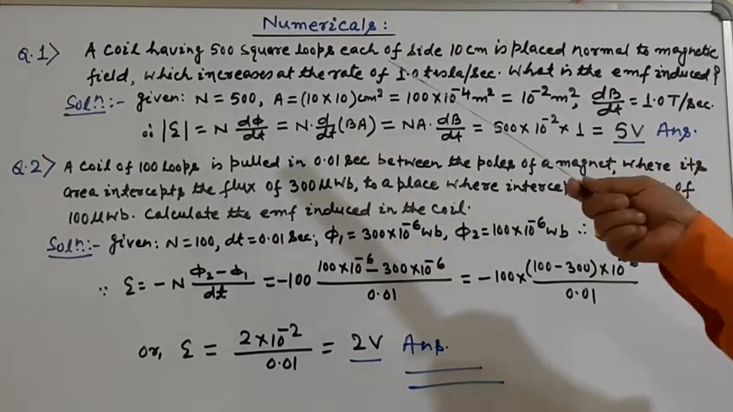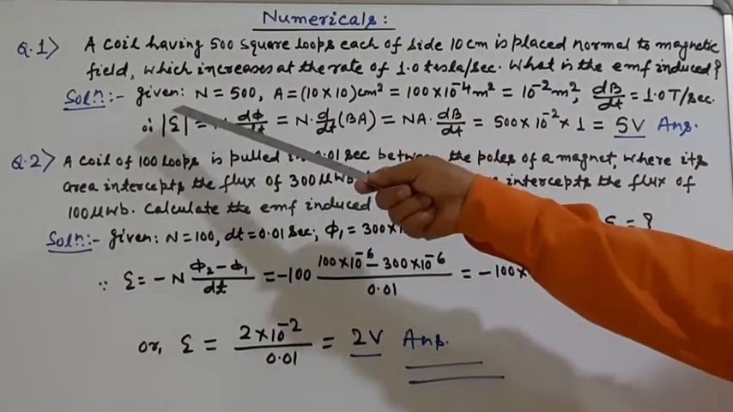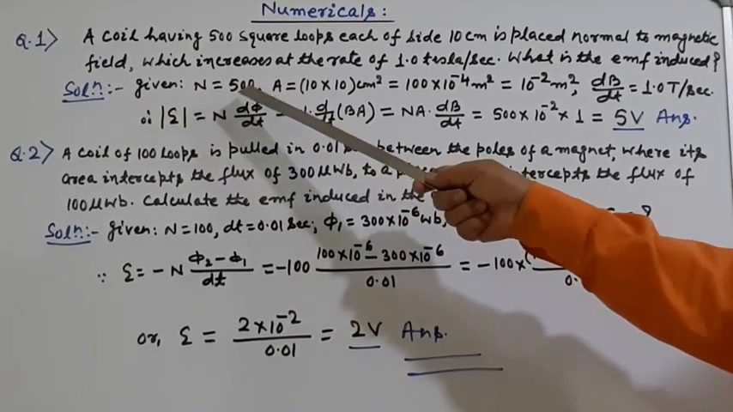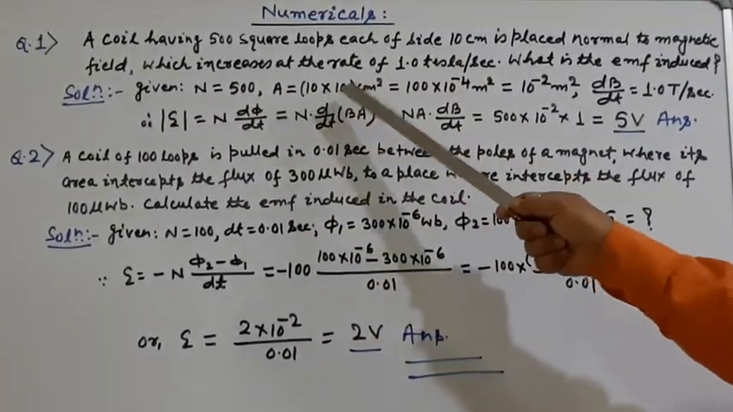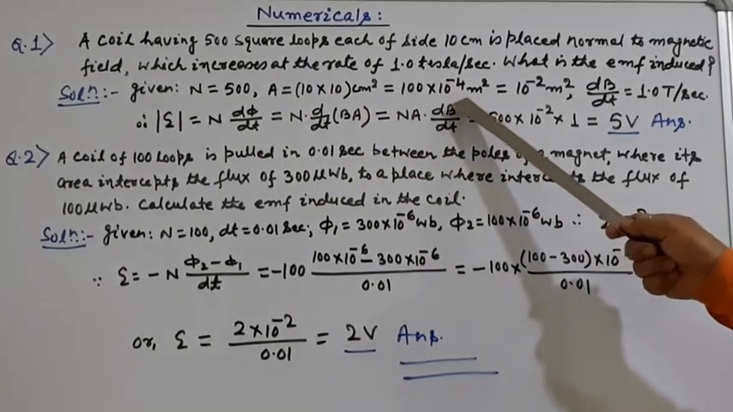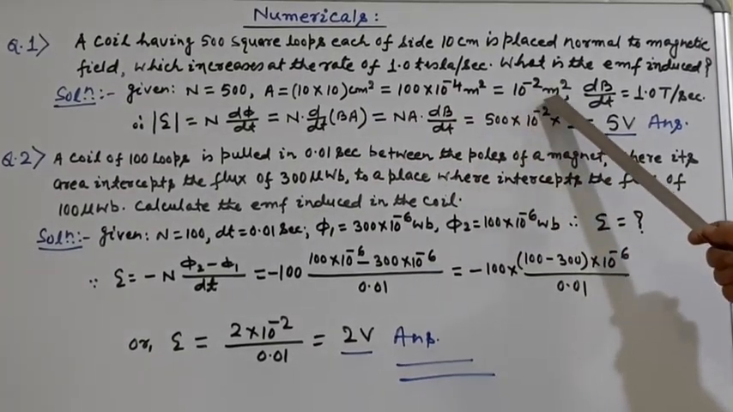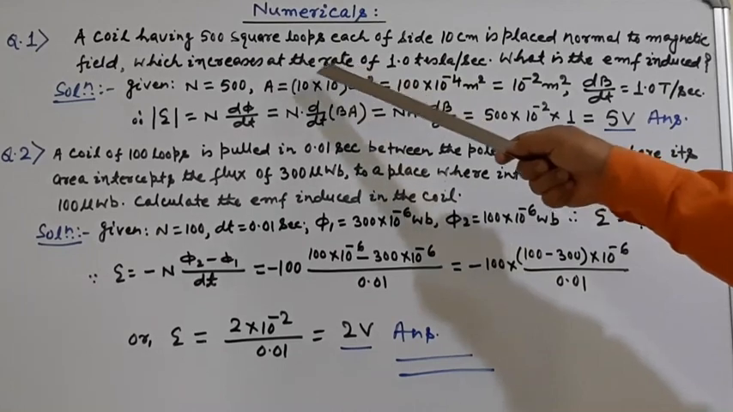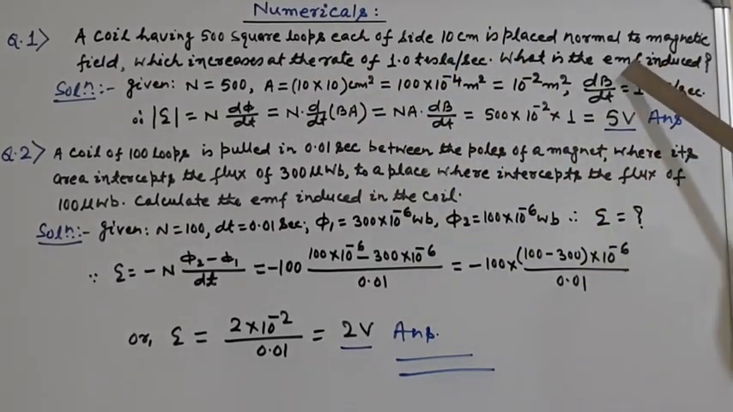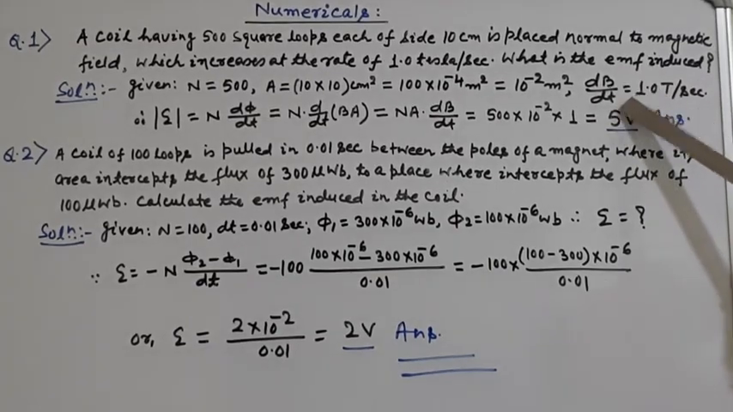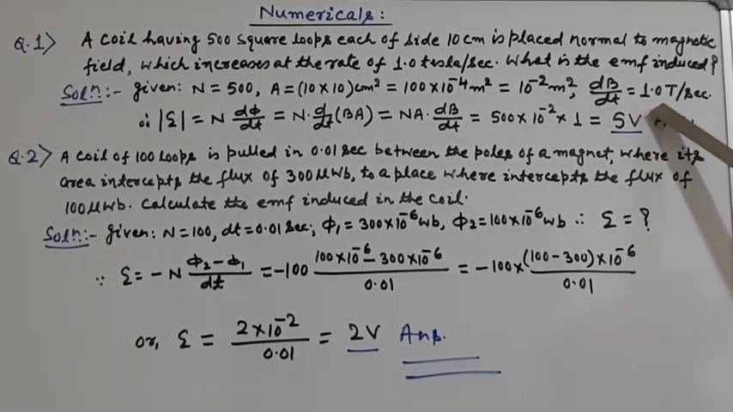So first of all we'll write what is given in the question. According to the question, number of turns is equal to 500. Area is given: 10 centimeter means 10 into 10, 100 centimeter square. Converting to meter, it becomes 10 to the minus 2 meter square. And the rate at which the field increases is given, rate of change of magnetic field dB by dt is 1 Tesla per second.